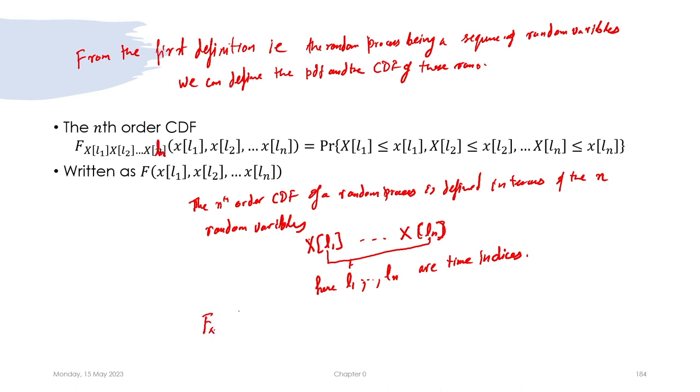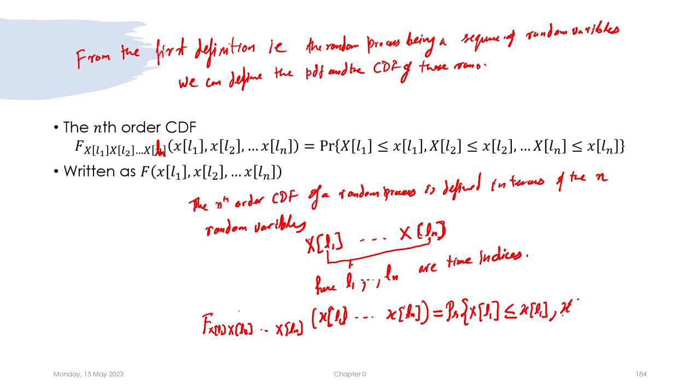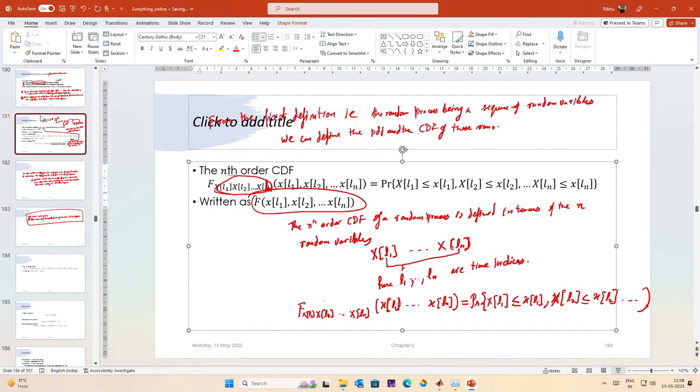So, F_X_l1...X_ln(x_l1, ..., x_ln) is defined as the probability that X at time index l1 takes a value less than or equal to x_l1, X at l2 takes a value less than or equal to x_l2, and so on. So, this is the probability, and since this notation becomes slightly complicated, we drop the random variables here and just look at the dummy values that are small x_l1 to small x_ln. So, this is how we define the cumulative distribution function, and similarly, we define the probability density function.